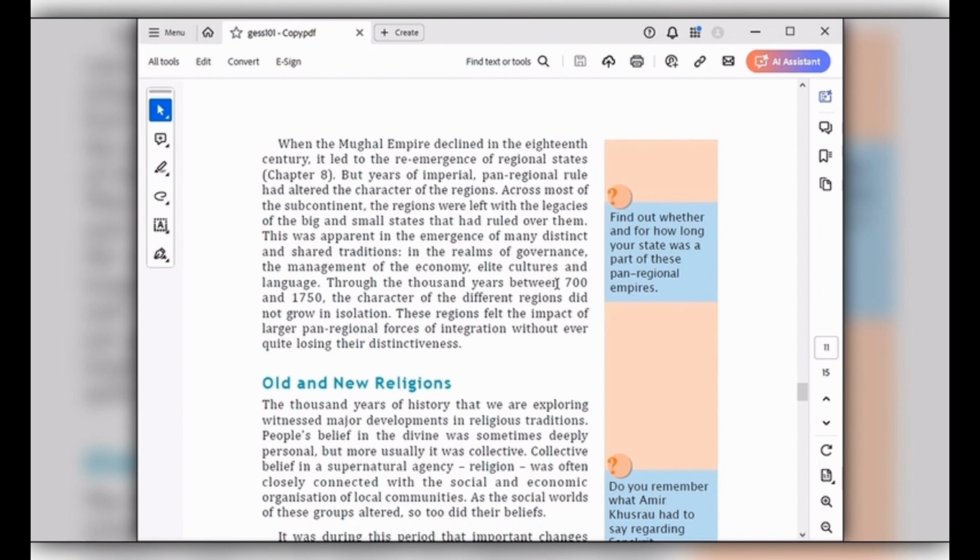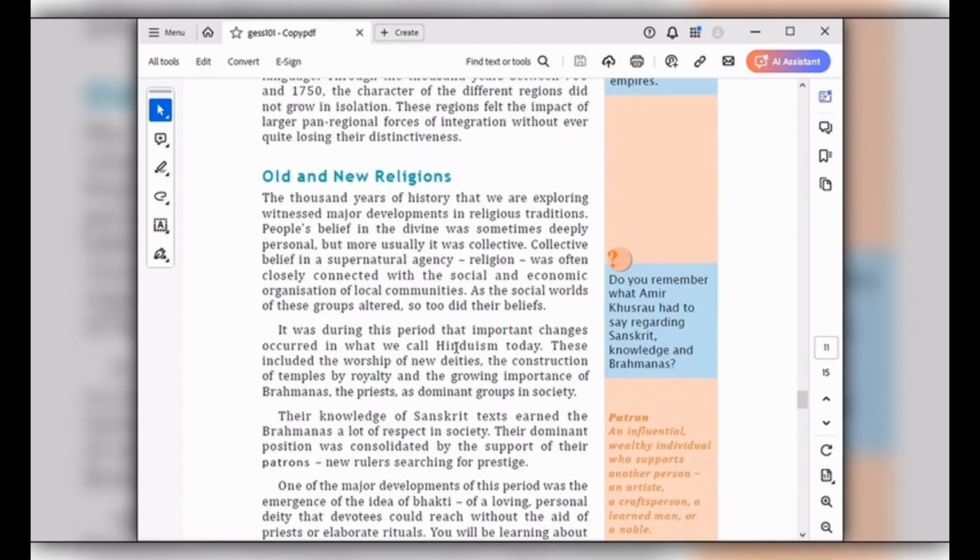Through the 1,000 years between 700 and 1750, the character of the different regions did not grow in isolation. These regions felt the impact of larger pan-regional forces of integration without ever quite losing their distinctiveness. Old and new religions.